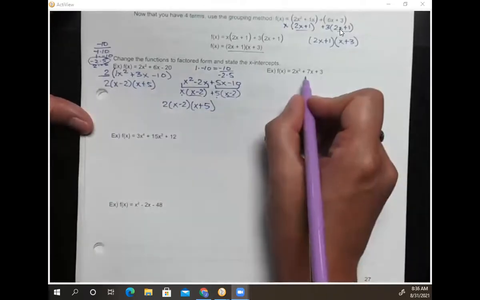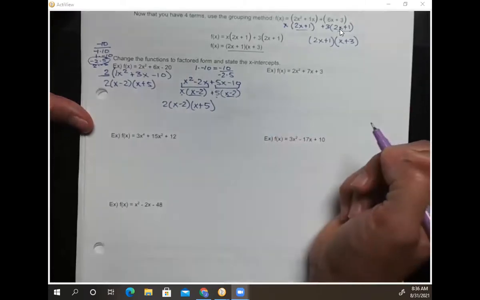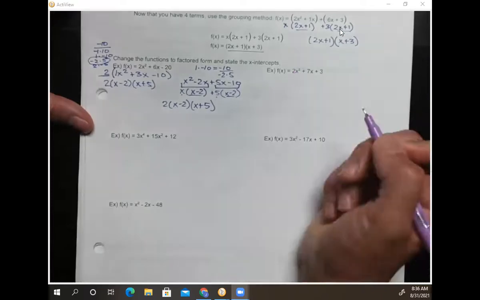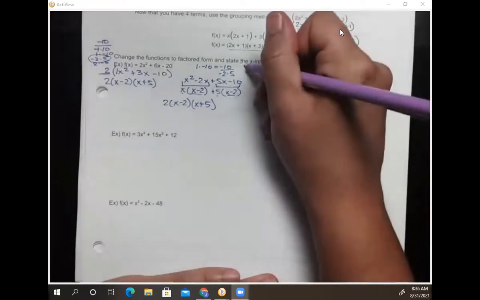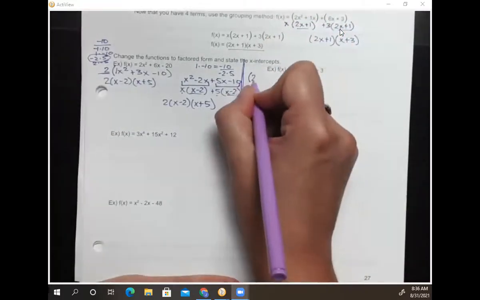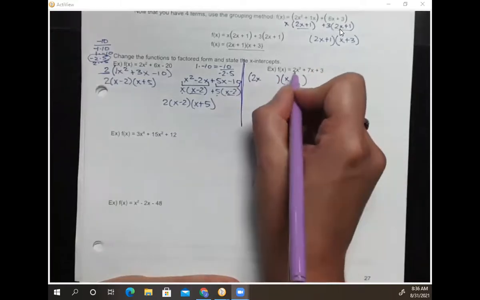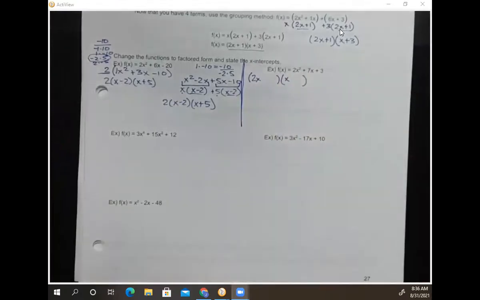Let's take a look at our next example, 2x squared plus 7x plus 3. Now, there's no GCF here, so I'm stuck with the 2 in front of x squared. That means when I go to use my guess and check method, I'm going to have a factor that starts with 2x and a factor that starts with x. Since 2 is prime, I know it's got to be at the front of one of these. There's no way for me to break it up.